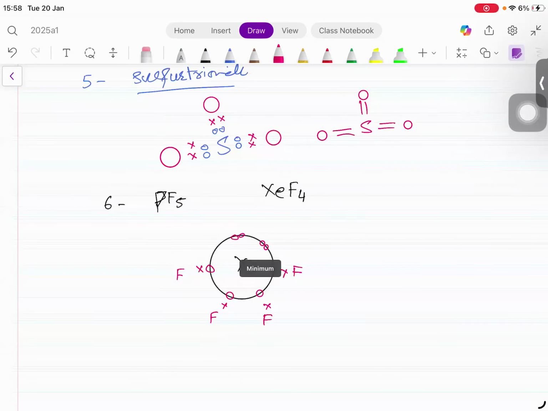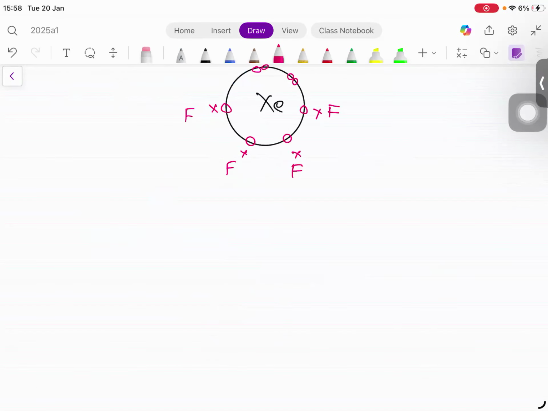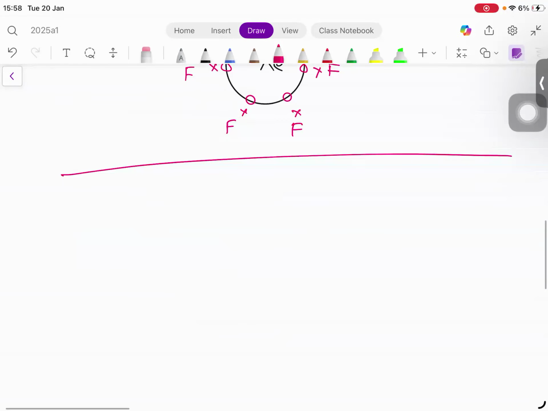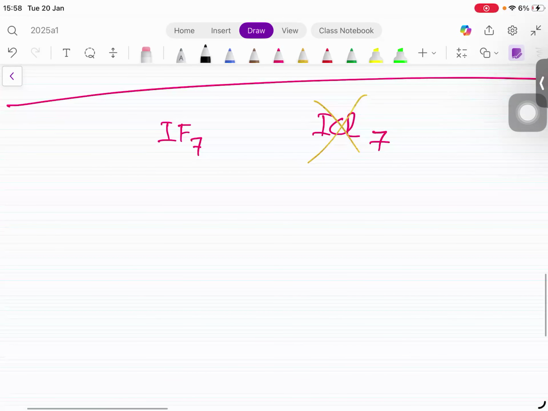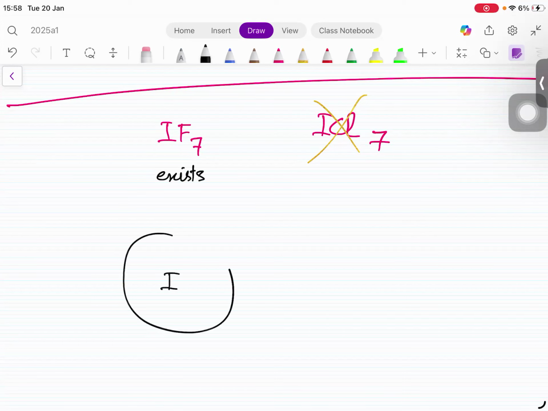Now, one thing which you have to be careful about in this case, at times the examiner asks you one thing: IF7 exists, but ICl7 does not exist. Why? That was the question. Okay, IF7 exists. In other words, iodine can make bonds with how many fluorines? 1, 2, 3, 4, 5, 6, 7. To make it like this.